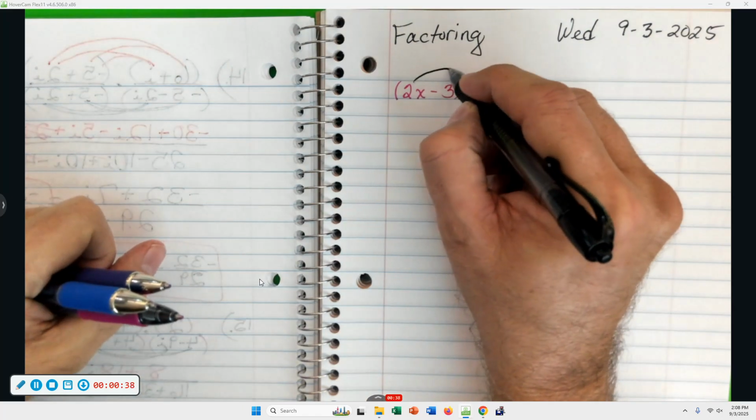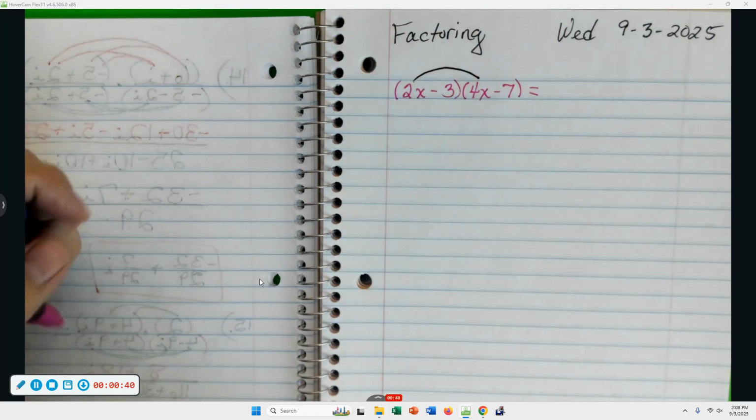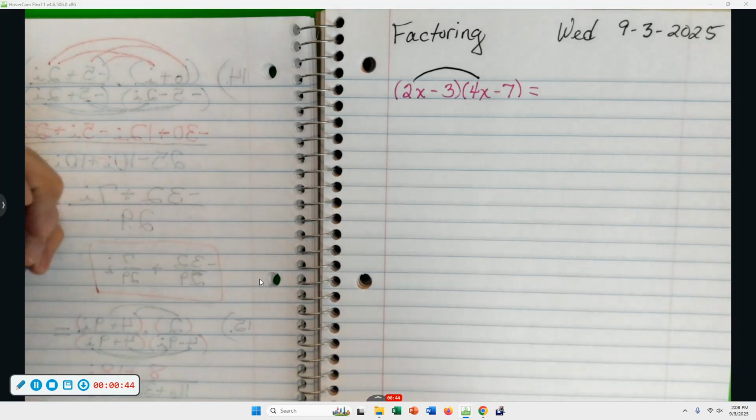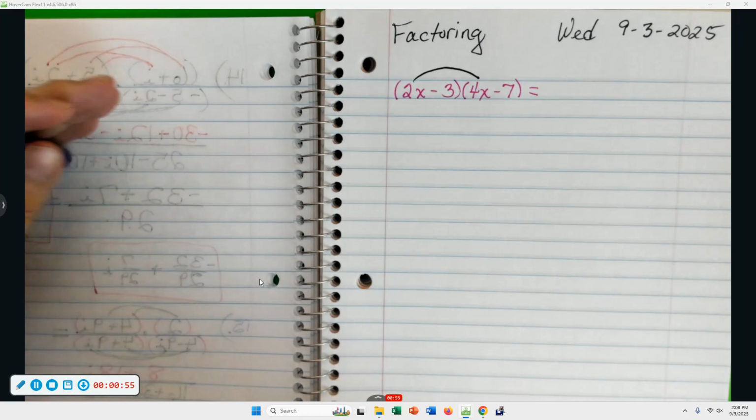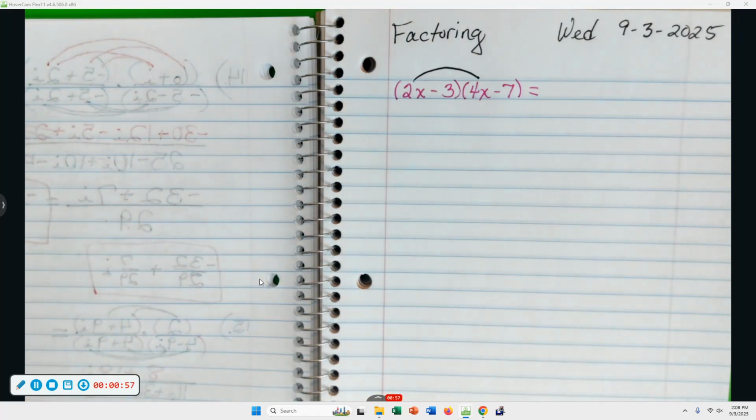Just notice, the last time we were foiling, instead of x's we were using i's, and the i squared you had to replace with what? Who remembers? Negative one, yes. But this has no i's. We're done with the i's. For today, I don't think we'll see any i's.